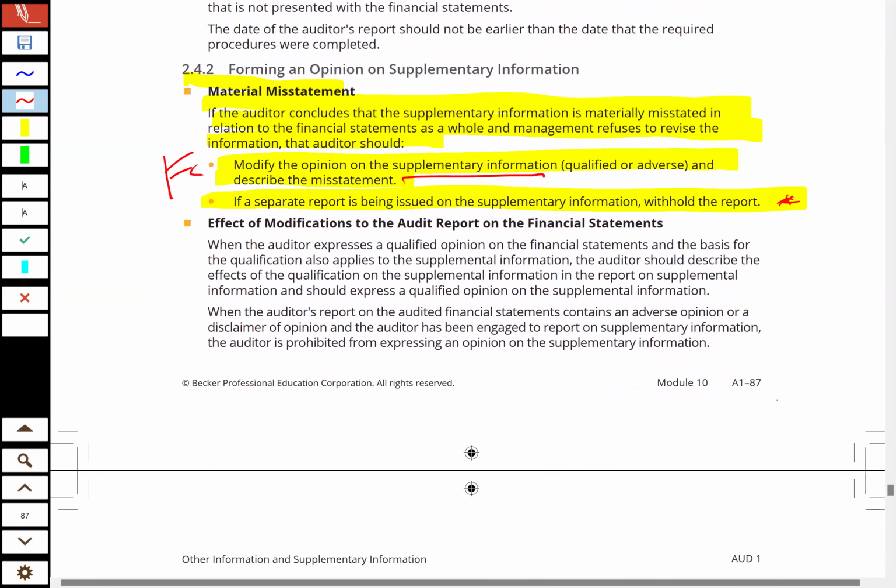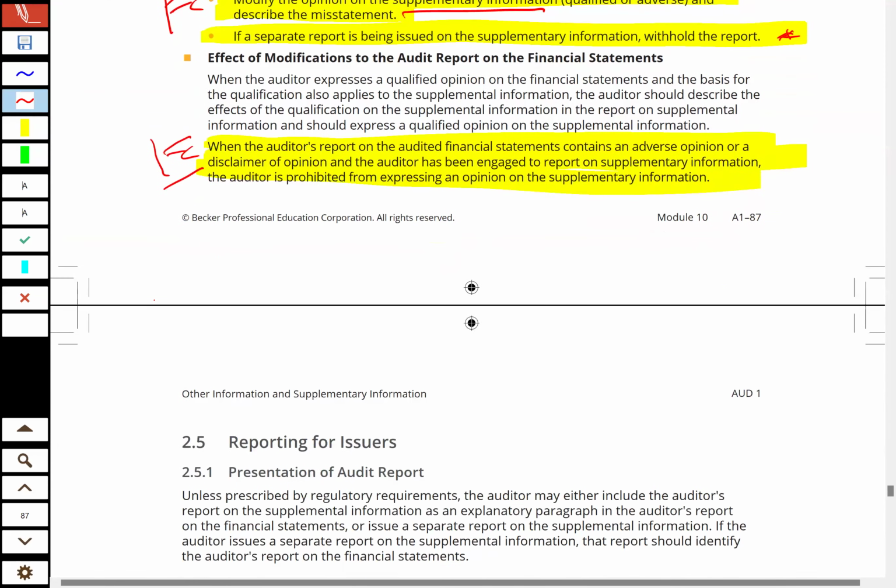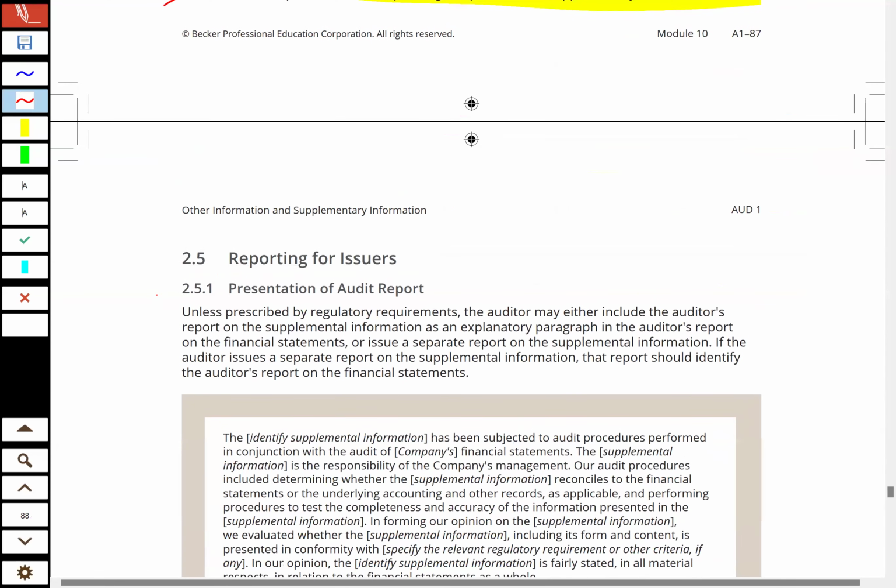When the auditor report on the audited financial statements contains an adverse or disclaimer opinion, and the auditor has been engaged in reporting the supplemental information, the auditor is prohibited from expressing an opinion on the supplemental information. I think we've already said that, but I think that's worth making sure that you have in a flashcard.